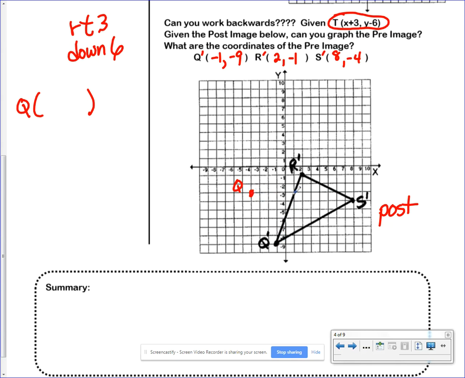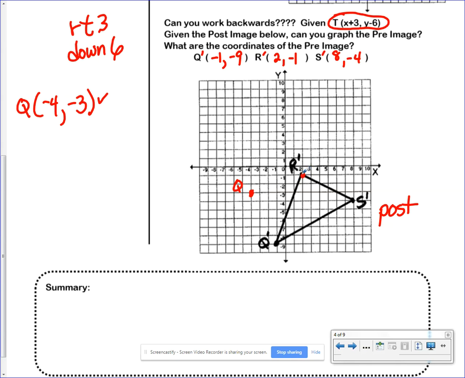Okay, so this one is working backwards. My original starting point for Q looks to be at -4, -3. And if I take this Q value and I add 3 to -4, I'd get -1. Down 6, subtract 6 from here, I'd be at -9. That works.